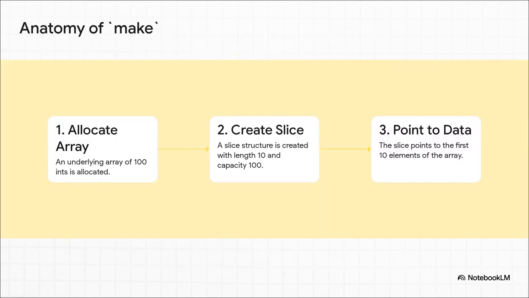Let's peek under the hood at what make actually does for a slice. It's not just grabbing some empty memory. No way. It's doing some serious work. It allocates a hidden backing array, it creates the slice data structure itself, the header, and it sets that header up to point to the array with the right length and capacity. It gives you back a fully functioning, ready-to-use slice.